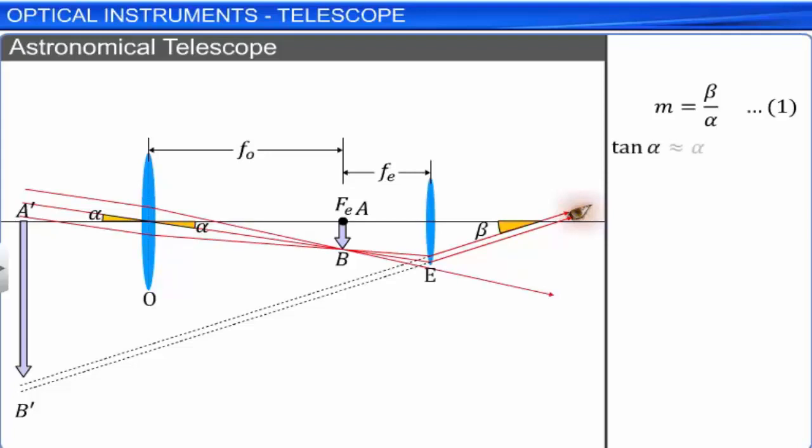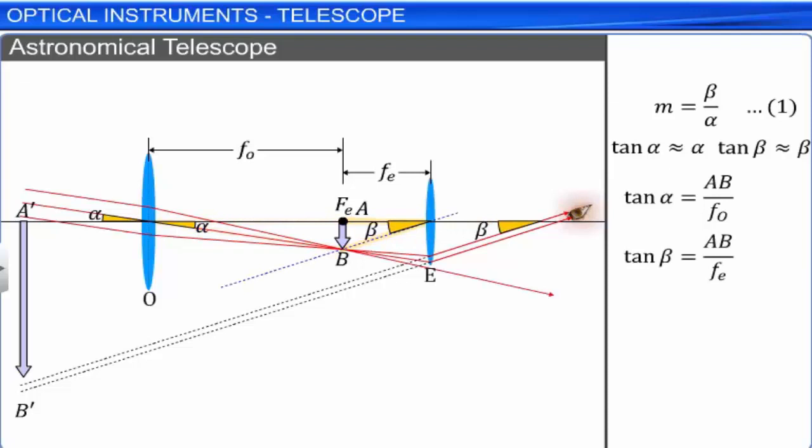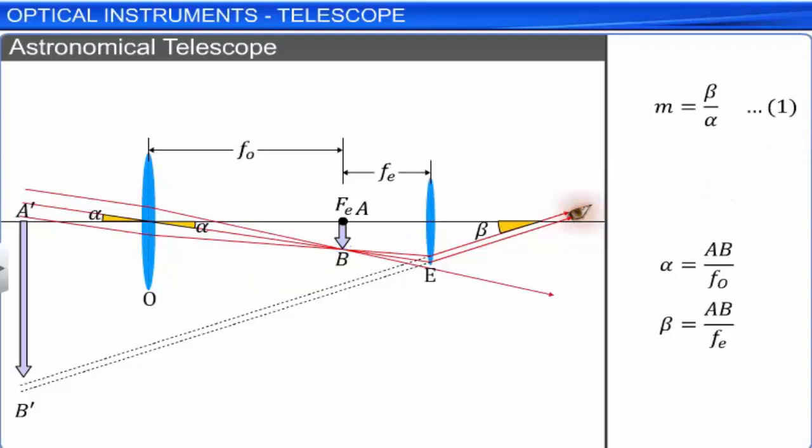Substituting the values of alpha and beta in equation 1 and on further simplification, we get M is equal to FO by FE. Let this be equation 2. Hence, we observe that the angular magnification or magnifying power of a telescope that is set for normal adjustment is the ratio of the focal length of the objective to the focal length of the eyepiece. In this case, the length of the telescope tube is equal to FO plus FE.